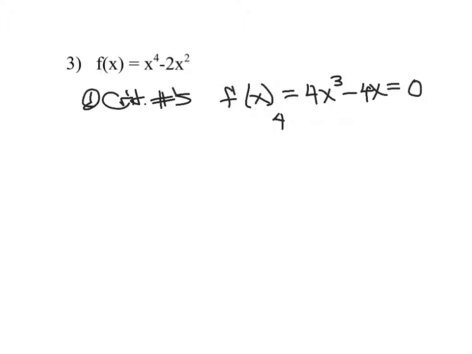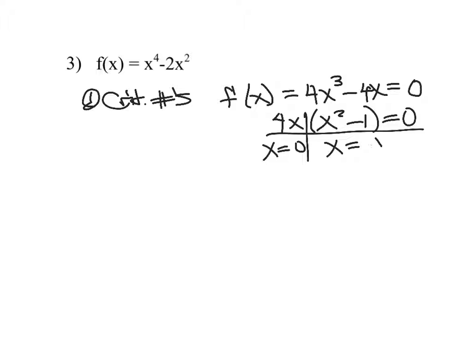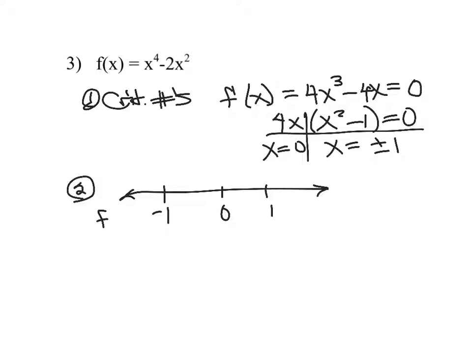I can factor out a 4x, and I'm left with x squared minus 1. Now I've got options here. I can either solve the quadratic or I can factor further. I'm going to set each factor equal to 0, so I'm getting x equals 0 and x is equal to plus or minus 1. So all three of these values are my critical numbers. I go to my number line, and I'm going to put the negative 1, the 0, and the 1 on my number line and evaluate the derivative in each section.